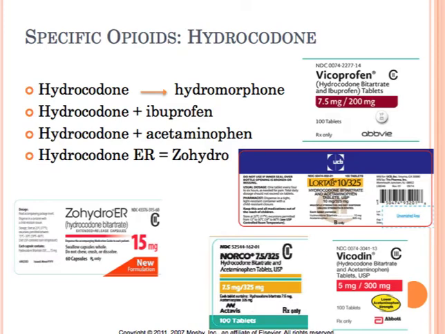Immediate release hydrocodone is only available in the combination product. If it's combined with ibuprofen, it's called Vicoprofen. If it's combined with acetaminophen, brand names were Norco or Lortab or Vicodin.